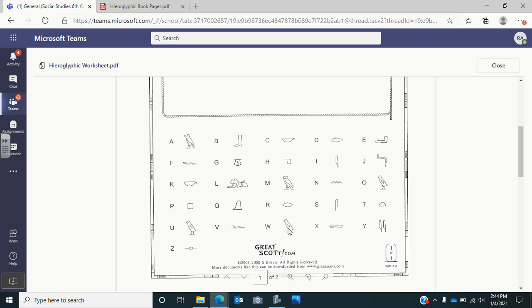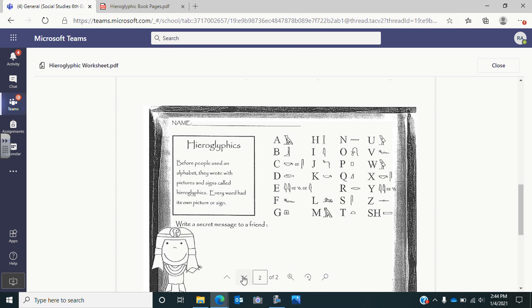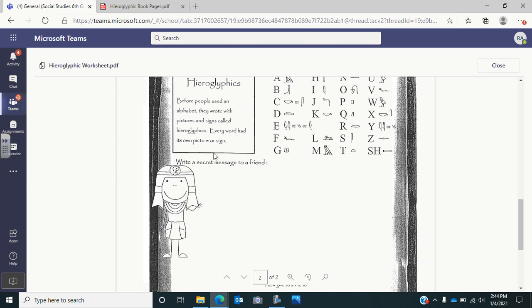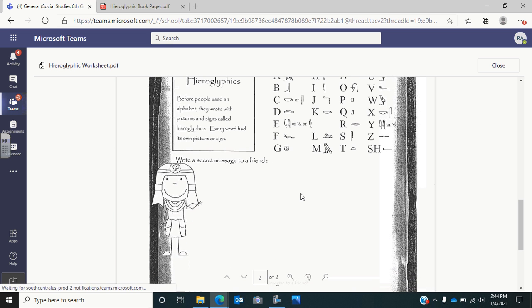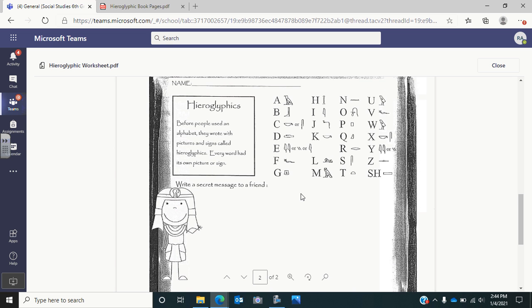On a separate piece of paper, you're going to write your name. You can do just your first name if you'd like. You're going to write on another piece of paper, and then you're going to send that to me. Then on the second page, it says write a secret message. So what I want you to do is you're going to write one word in hieroglyphics. And I'm going to try and figure out what word you wrote. So you're going to write your name first, and then you're going to write your secret word. So you're going to use hieroglyphics to write the word, and then I'm going to guess what your secret word is.